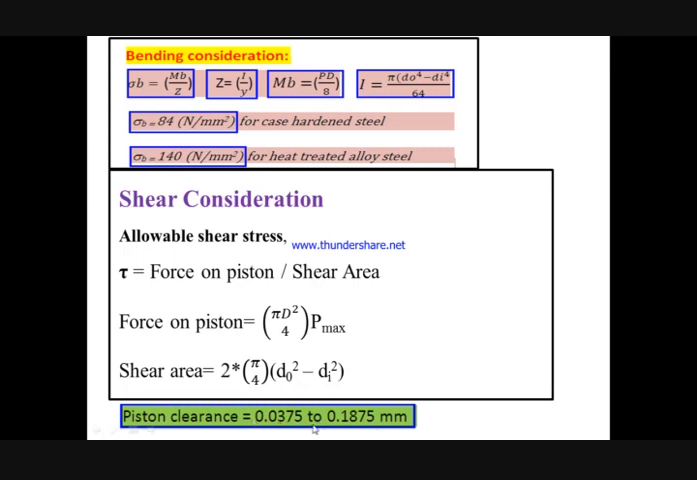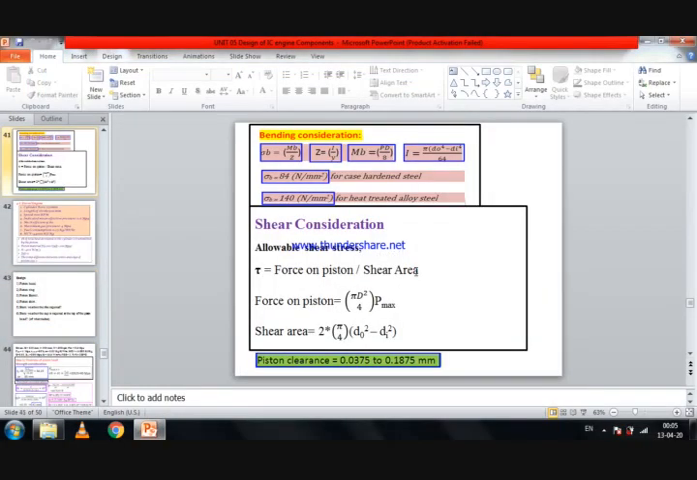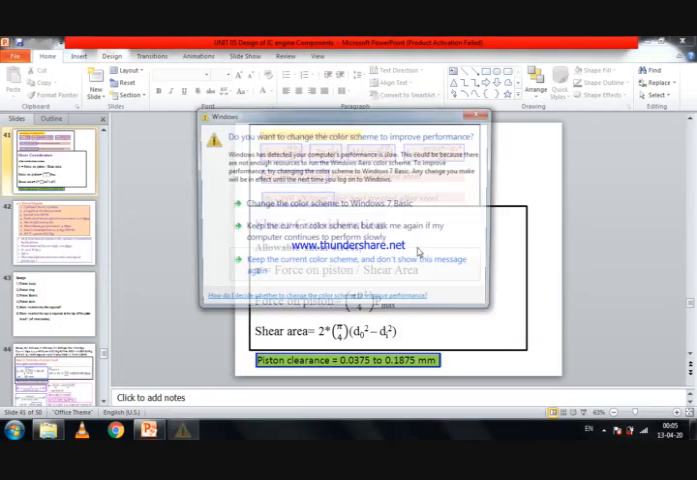Next, the piston clearance is given by 0.0375 to 0.1875 mm. In the next video we shall see a problem on the piston.